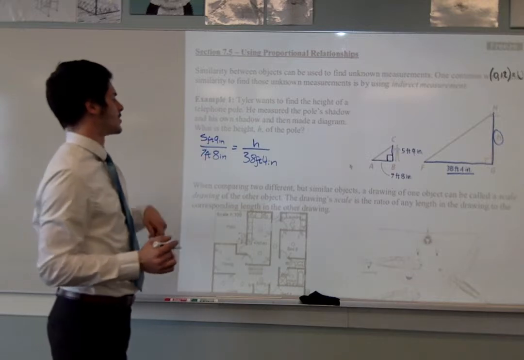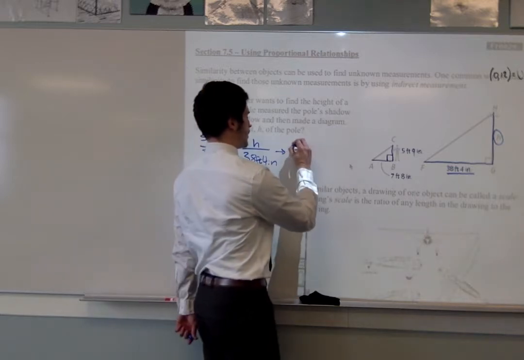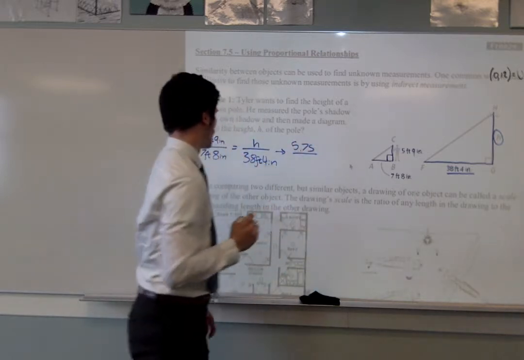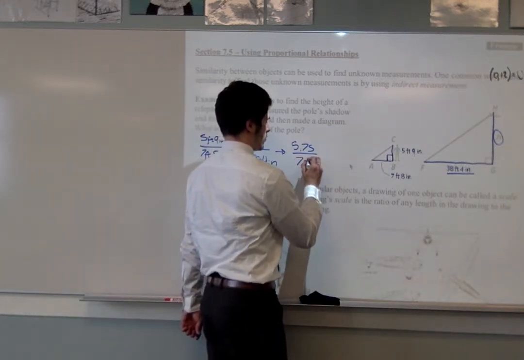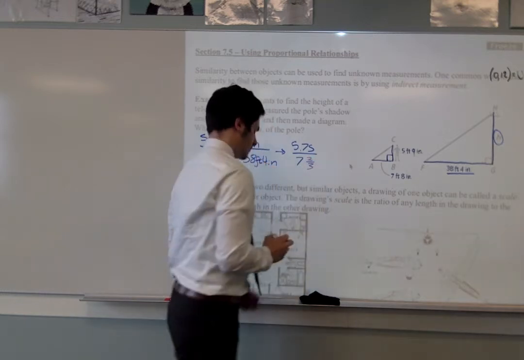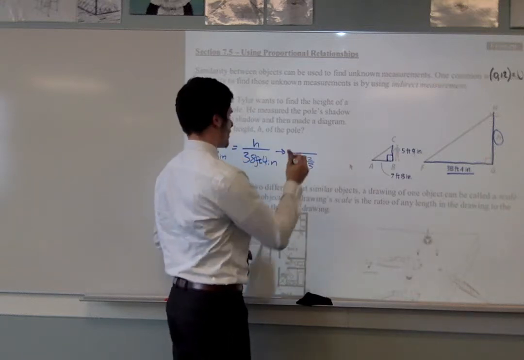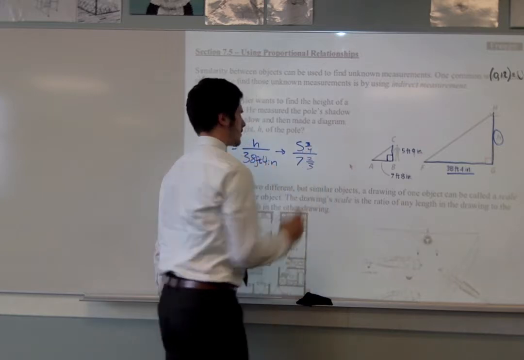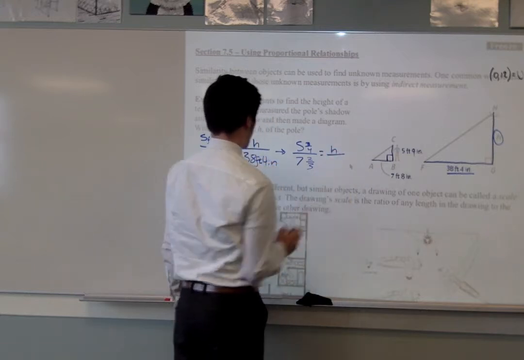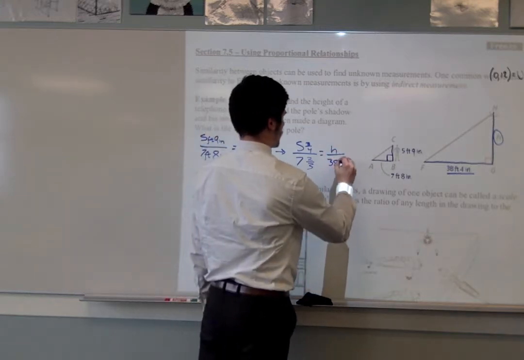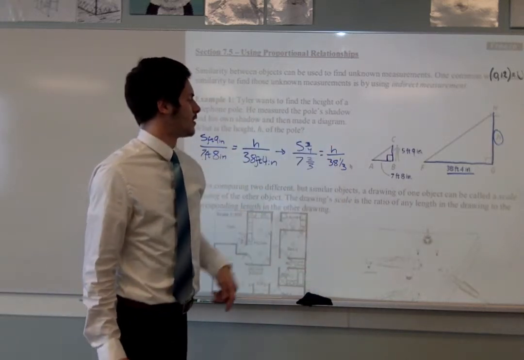So 5 foot 9 inches, I know, is going to be 5.75 feet. And we'll have that over 7 foot 8 inches, which is going to be 7 point, well, that's 2/3. I'll just do 7 2/3, and I'll go 5 3/4. 7 2/3, 5 3/4. And that's equal to H over 38 1/3. So now we've got to multiply these. We're going to cross multiply, as we always do.